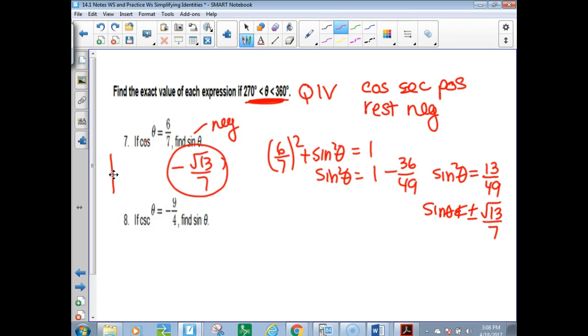I could have drawn it for you. Remembering that cosine is x over r, this would have been 6, this would have been 7, and then you would have found this to be negative square root of 13. Okay, let's just do 8 quickly, because sine and cosecant are reciprocals, so sine's going to be negative 4/9.